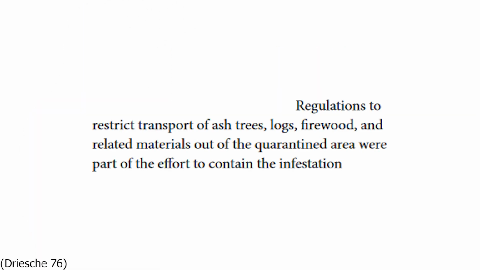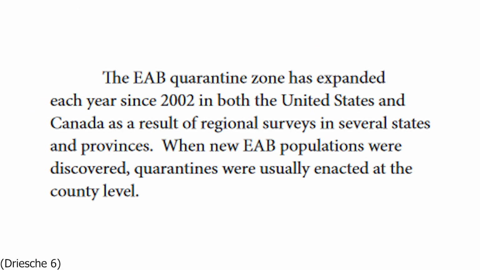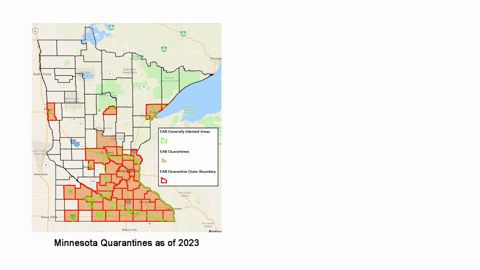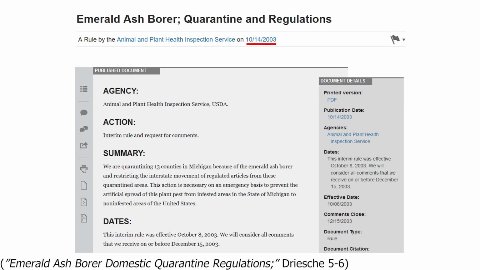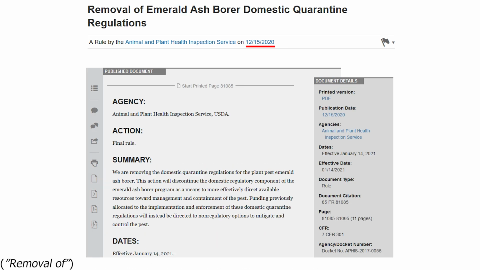Another mitigation effort was the enacting of quarantines. Many states enacted county-wide quarantines upon the discovery of the EAB, many of which still exist today, and some of which have even been expanded into statewide quarantines. In 2003, there was a federal quarantine put into place on ash and other related timber products, which was held until it was ultimately deemed ineffectual and removed in 2020.